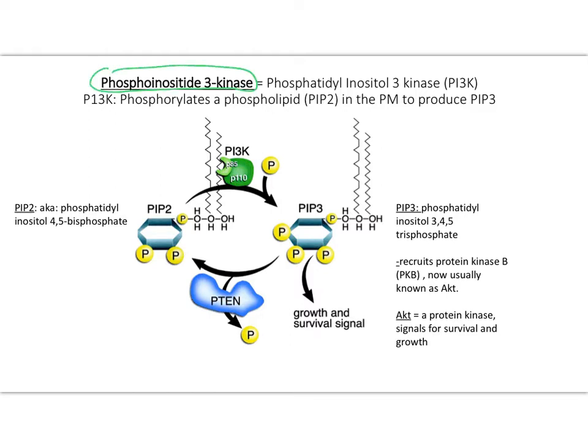And basically, as an enzyme, it's going to take a reactant, which is PIP2, and it's going to convert it into a product, which is PIP3. PIP2 is a phospholipid. This is located in the plasma membrane, or PM.